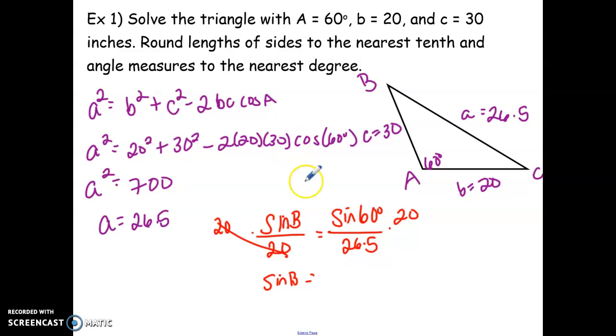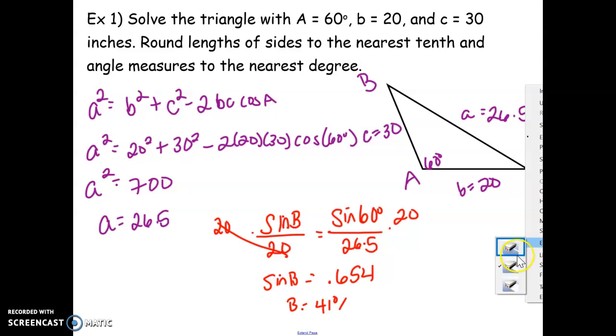So sine of B is actually going to be 0.654. Then do inverse sine of that to get 41. So the actual angle is 41 degrees. Then to find the third angle, we are going to subtract 101 from 180, because this is 41 plus 60, which is 101. So we end up getting 79 for angle B.